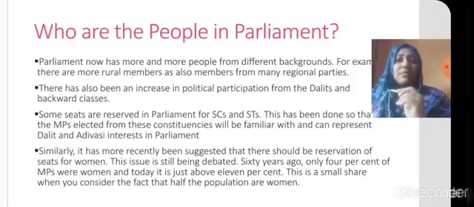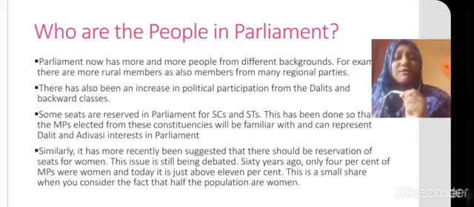Similarly, it has more recently been suggested that there should be reservation of seats for women, like the suggestion for the reservation of seats for Dalits and scheduled tribe people. This issue is still being debated. 60 years ago, only 4% of MPs were women, and today it is just above 11%. So women are still fighting for their seats in the Parliament.